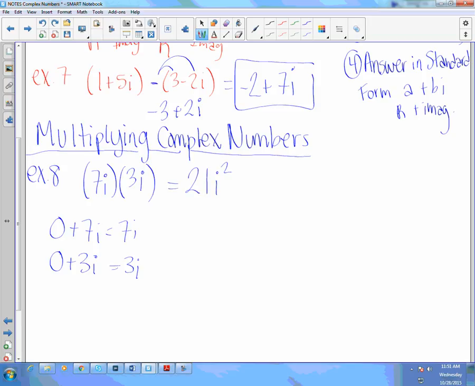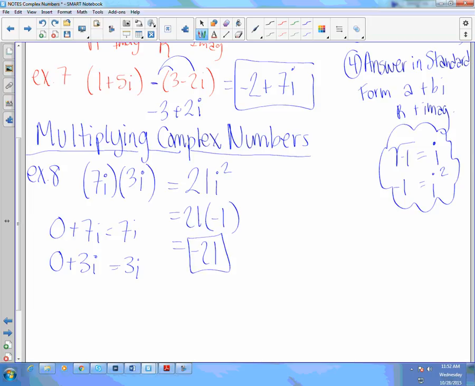There's just one detail that we have at number 4. Remember I told you to memorize 2 things? The square root of negative 1 is what? i. What is i squared? Negative 1. i squared is actually a real number. So this is really 21 times negative 1, which is negative 21.